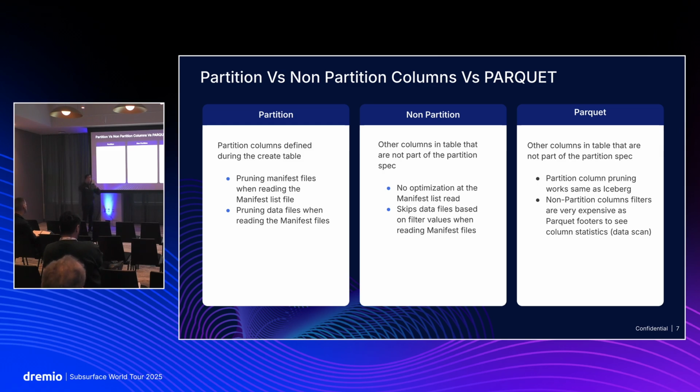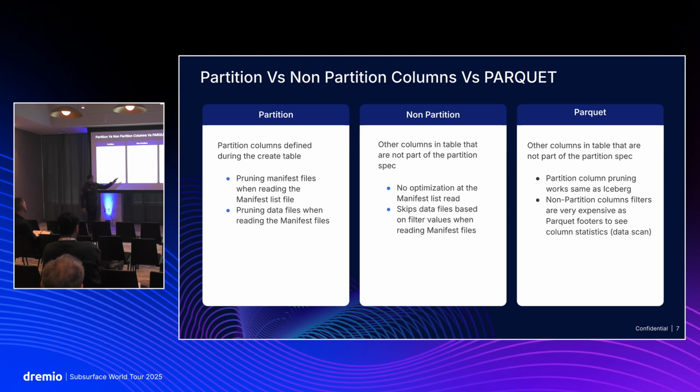So for example, there's a column called name, and it's not a partition column, and the query says name equals Dremio. Then the manifest file actually contains the max and min of that name column, and it can start not reading some of the data files and skipping those data files.